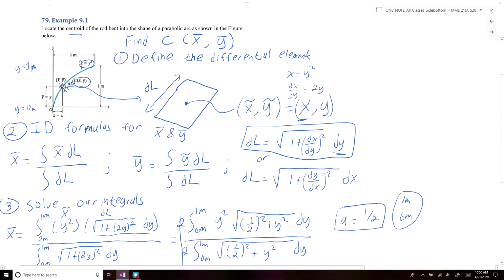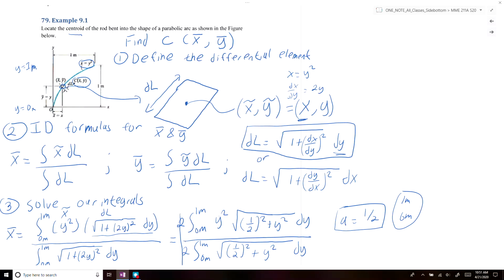Once we identified our differential element, dl, and x tilde and y tilde, we then identified the formulas that we needed to use. So we determined our formula for x bar and y bar that was given to us in the lecture packet or in chapter 9 of the book. Once we had that, we had to define which definition of dl we would use. So we picked the differential element that would be easier to integrate, so the dx dy term or the dy dx term. So we thought that the dx dy would be a much simpler integral, so that's why we picked that.